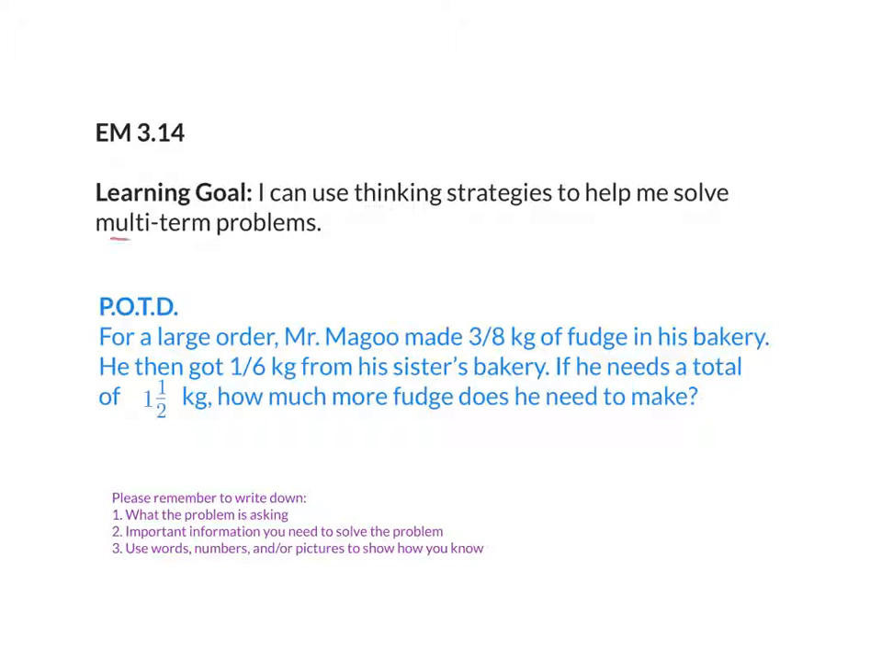Multi-term problems means that when you add or subtract, there's more than two numbers that you're trying to add or subtract. So maybe there's three terms, 1 plus 1 plus 1, that has three terms. Does that make sense? Or if I say 2 plus 1 plus 7 plus 10, that has four terms, so that's multi-terms. That's what it means.